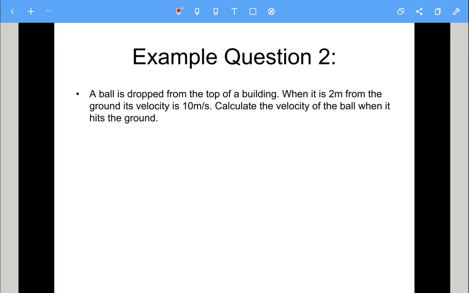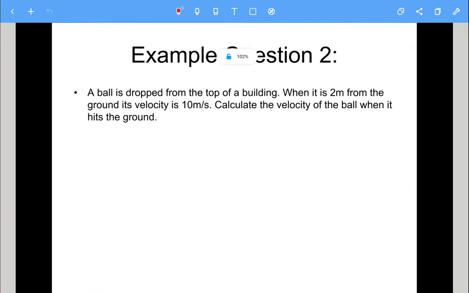If you want to have a go at this one, please do, and then I'll take you through the answer. So, a ball is dropped from the top of a building. When it is 2 meters from the ground, its velocity is 10 meters per second. Calculate the velocity of the ball when it hits the ground. So what we're going to do is to use the v squared equals u squared plus 2as, which we just wrote down earlier. And we want the velocity v.